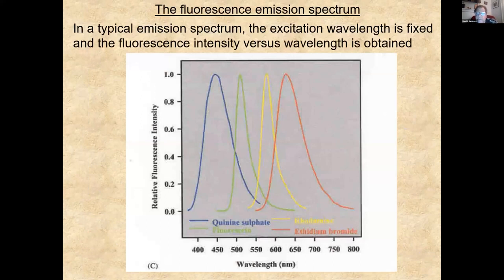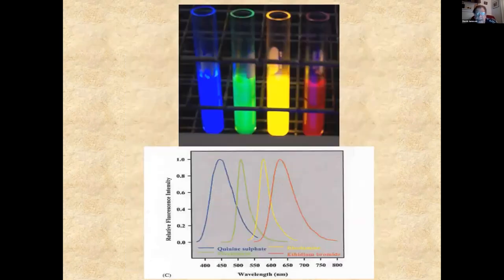So in a typical emission spectrum, the excitation wavelength is fixed and the fluorescence intensity versus the wavelength is obtained. Here we see several different spectra for quinine sulfate, fluorescein, rhodamine, ethidium bromide. And here are the cuvettes holding those compounds so you can see with your eye the colors that correspond to different wavelengths of emission, okay? And let me just say that when you work for many, many years in the field, your eye is pretty good. And just by looking at the color, you have a pretty accurate estimation of where the emission maximum is, which is useful.